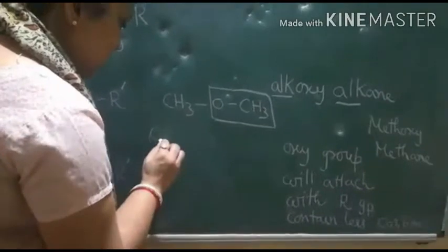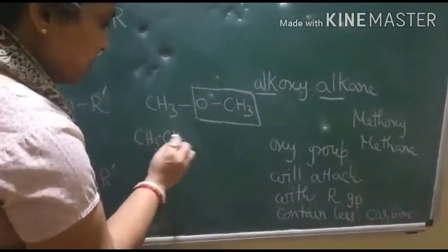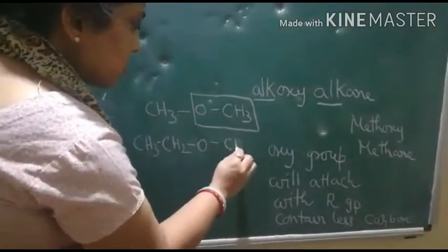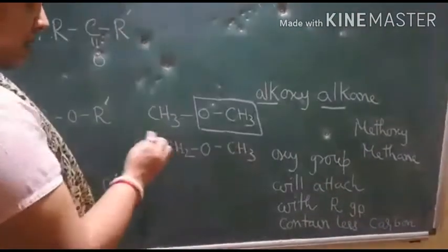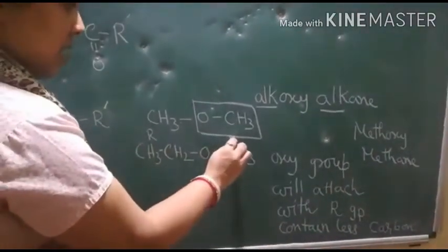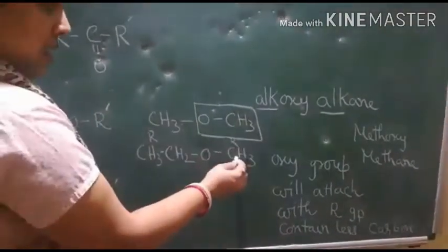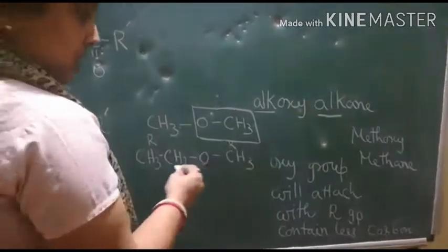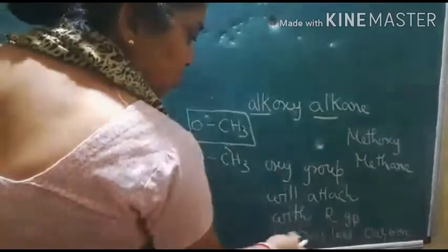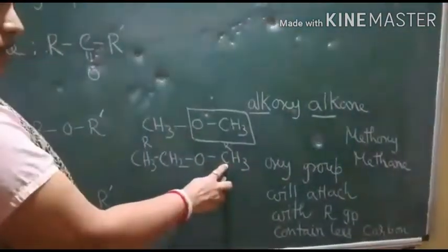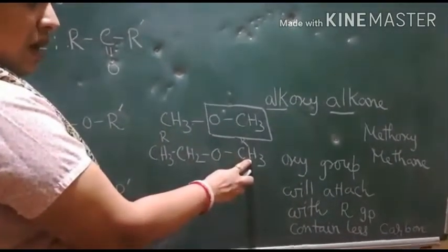Next example I am writing. This side I am writing CH3CH2OCH3. Now see here, this is one R, this is another R: R and R dash. Now this R contains two carbon, this R contains one carbon. So the nomenclature, as I said, the oxy group will attach with the R group containing less carbon. So this is less carbon, this is a higher number of carbon. So the oxy group will be attached with this R.